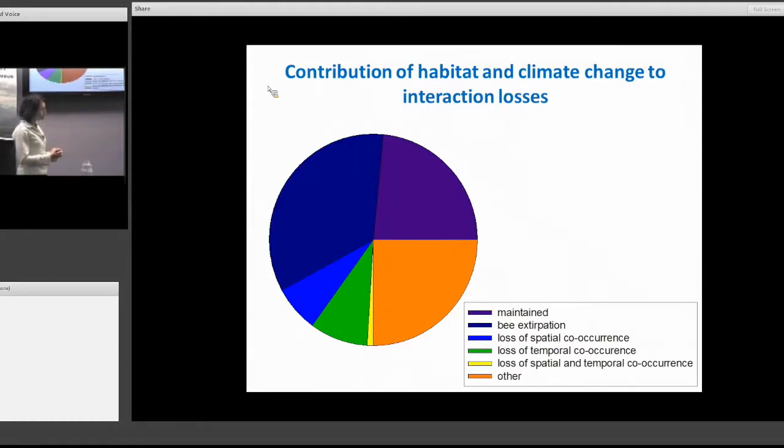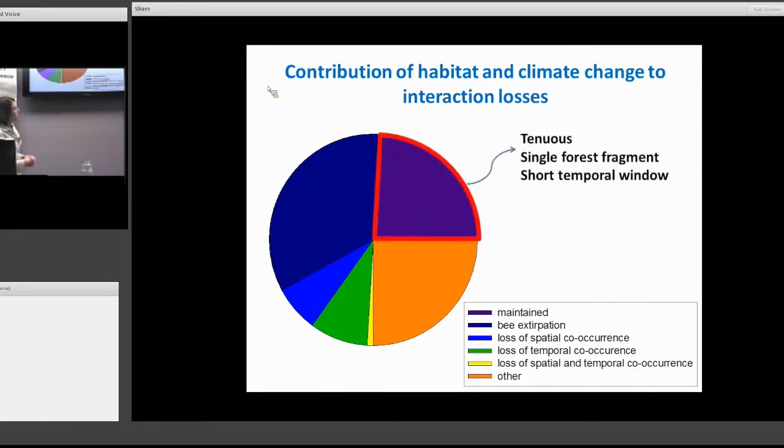What we found particularly concerning was when we took a closer look at these maintained interactions, and they're really tenuous.